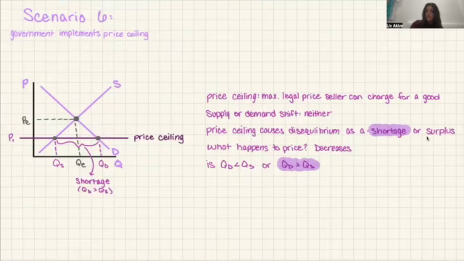In scenario 6, the government will intervene and implement a price ceiling, which is the maximum legal price a seller can charge for a good. This is designed to help consumers. As you can see in the graph, the price ceiling is below the equilibrium price. This is what makes it effective.